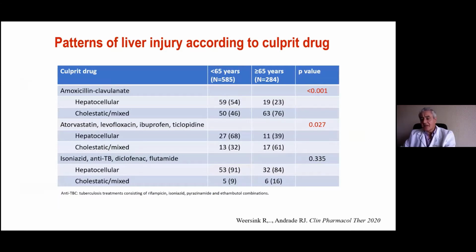And very interestingly, when we compare the phenotypes in patients for a specific drug, for example, amoxicillin clavulanate, or the top drugs responsible for DILI in our registry, amoxicillin clavulanate, atorvastatin, levofloxacin, ibuprofen, you can see that depending on the age, the phenotypic expression is different. The older the age, the significantly higher the probability of developing a cholestatic phenotype. So age is clearly a host factor accounting for the phenotypic expression of DILI.